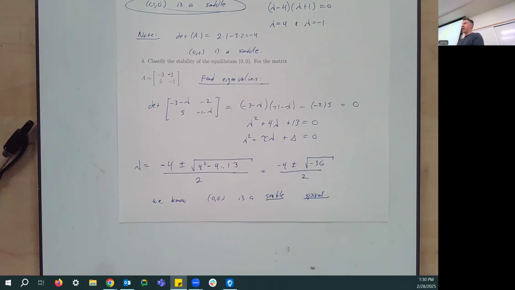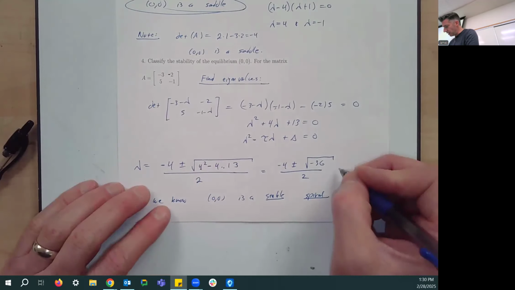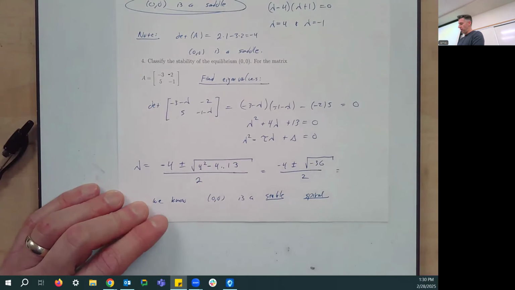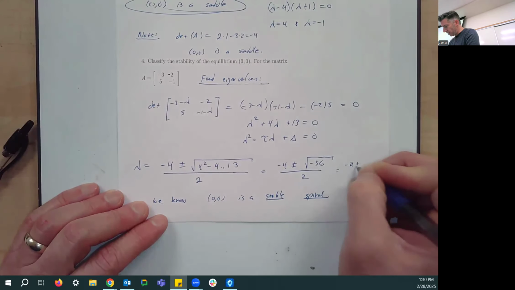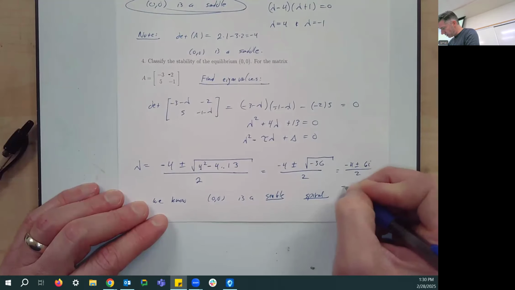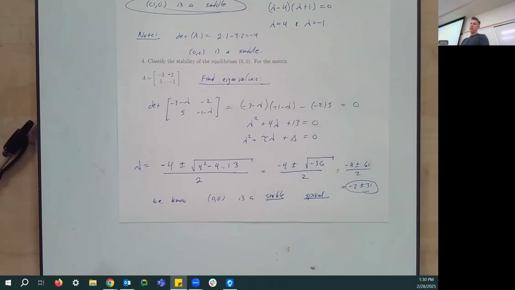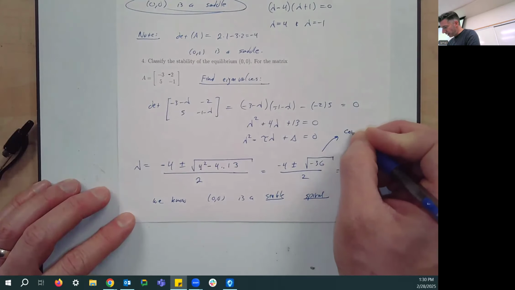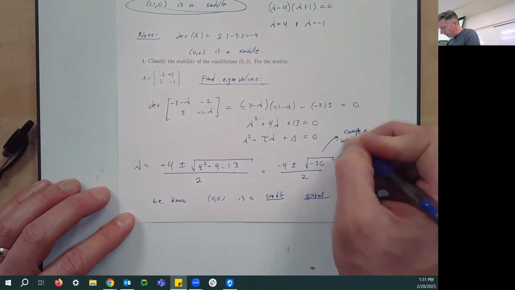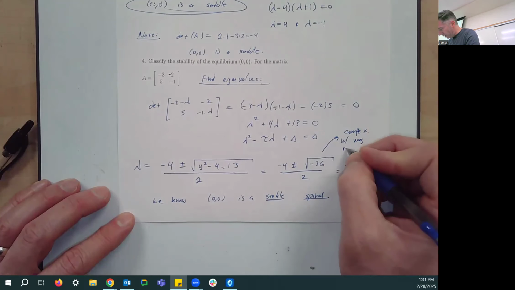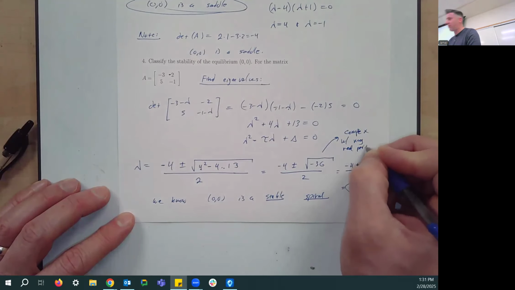It's probably not a bad idea, though, to actually simplify this, especially since negative 36 is easy, right? It's negative 4 plus or minus 6i all over 2, which is negative 2 plus or minus 3i. So it's probably a good idea to find the eigenvalues if they look easy to find, or even if they don't. But technically, if it just said classify, once you can see that the eigenvalues are complex with a negative real part, you might write words like that if you didn't want to actually find them. It's probably easier just to find them than to write those words. So yeah.